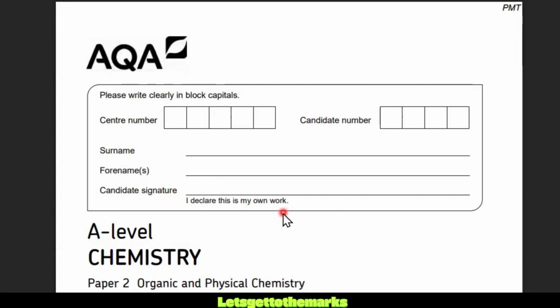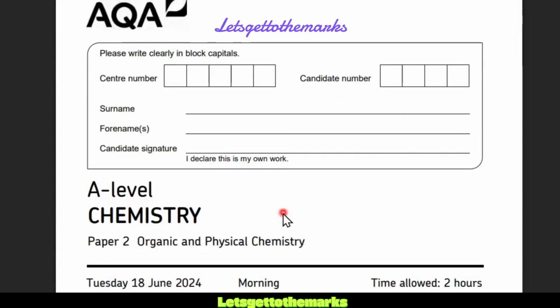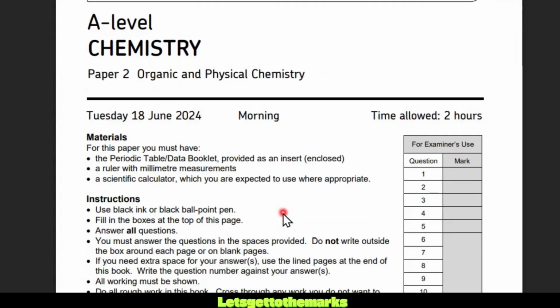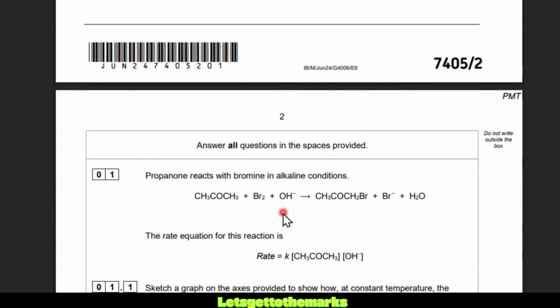Yeah, going through the 2024 paper 2 for AQA A-level chemistry. It's the organic and physical. You've got 2 hours, 11 questions, quite a lot for a paper. Let's get into it.